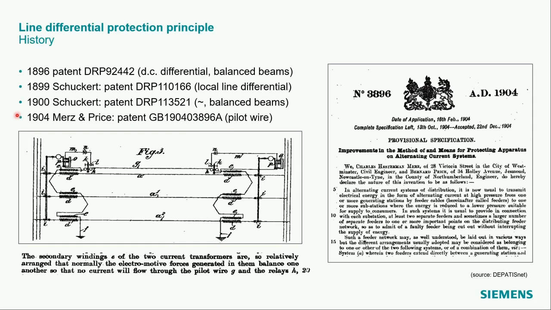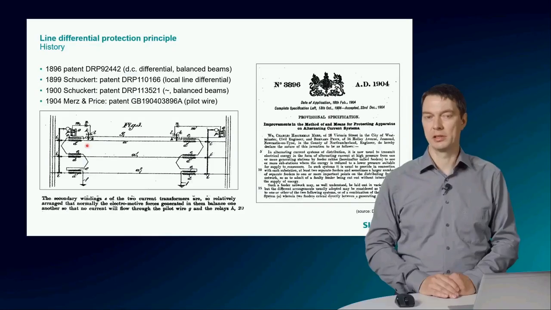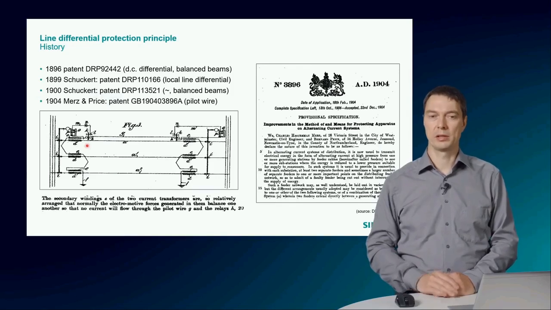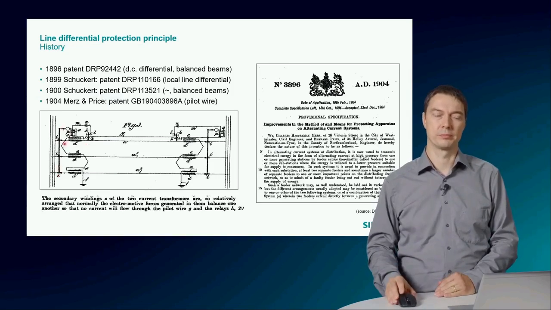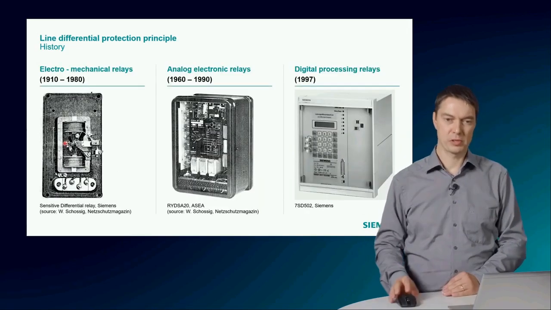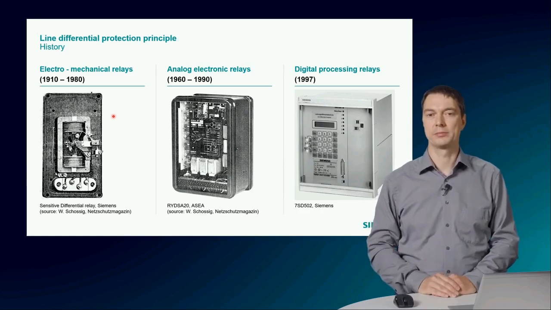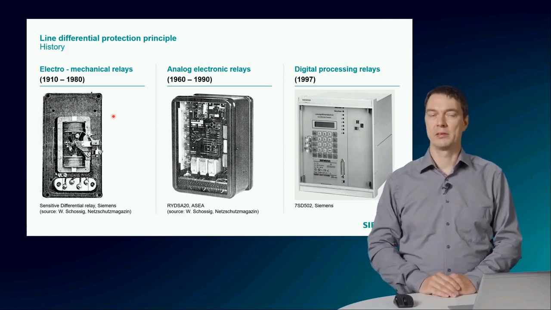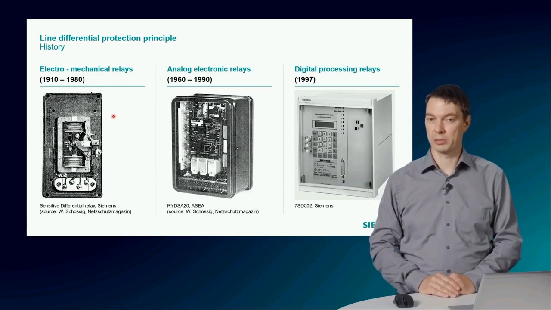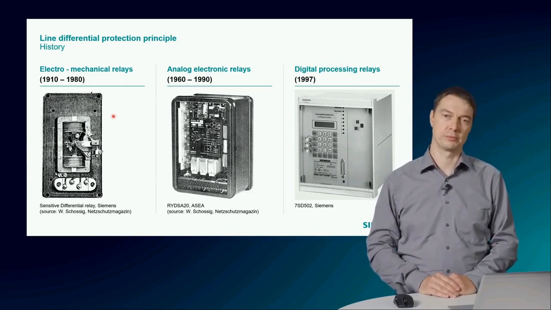Some extracts of this patent are shown on this slide here. The currents of both sides of the line are summed up electrically and transferred using a pilot wire to the remote end. In case a differential current is flowing on the pilot wire, it operated the circuit breaker. This principle was then applied in electromechanical relays from about 1910. In these relays, the mechanical torque produced by the differential current operated a trip contact.